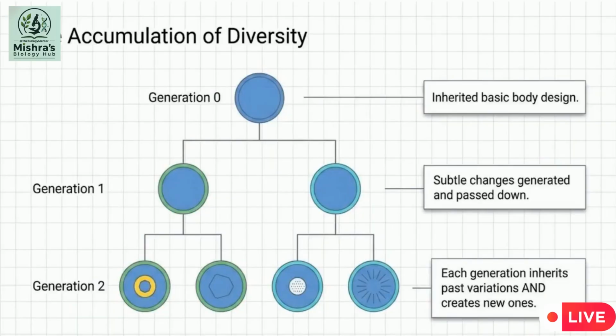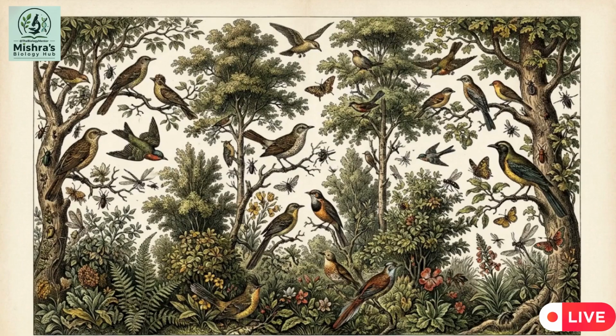This branching diagram maps out how survival traits stick around. You can see Generation 1 inheriting a basic body design from Generation 0, adding subtle changes. By Generation 2, offspring carry both inherited past variations and their own new mutations. Biological variation functions as an active, compounding engine, a mechanism designed specifically to prevent species extinction.